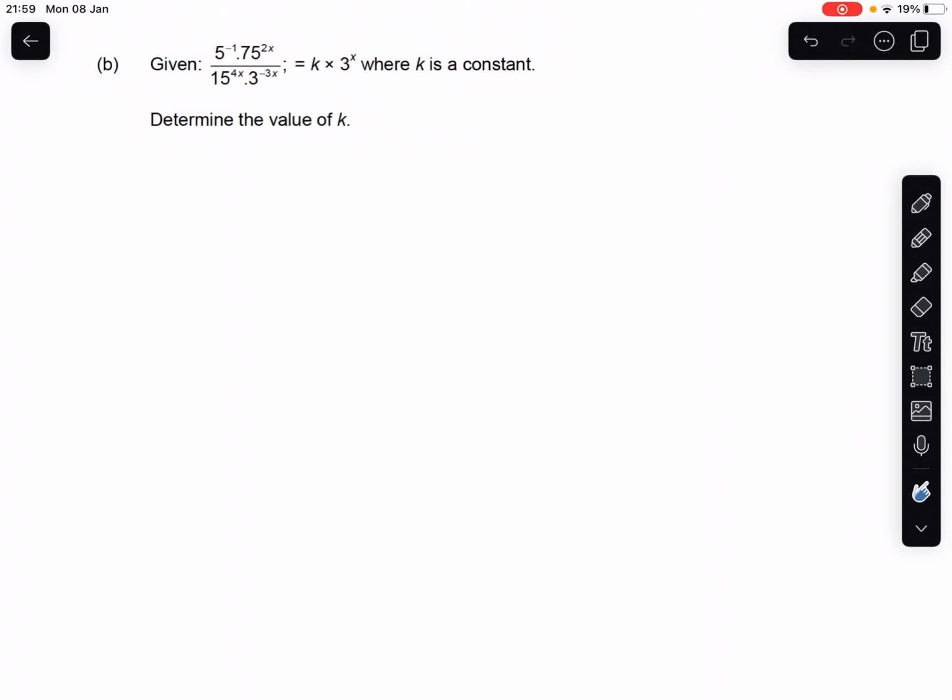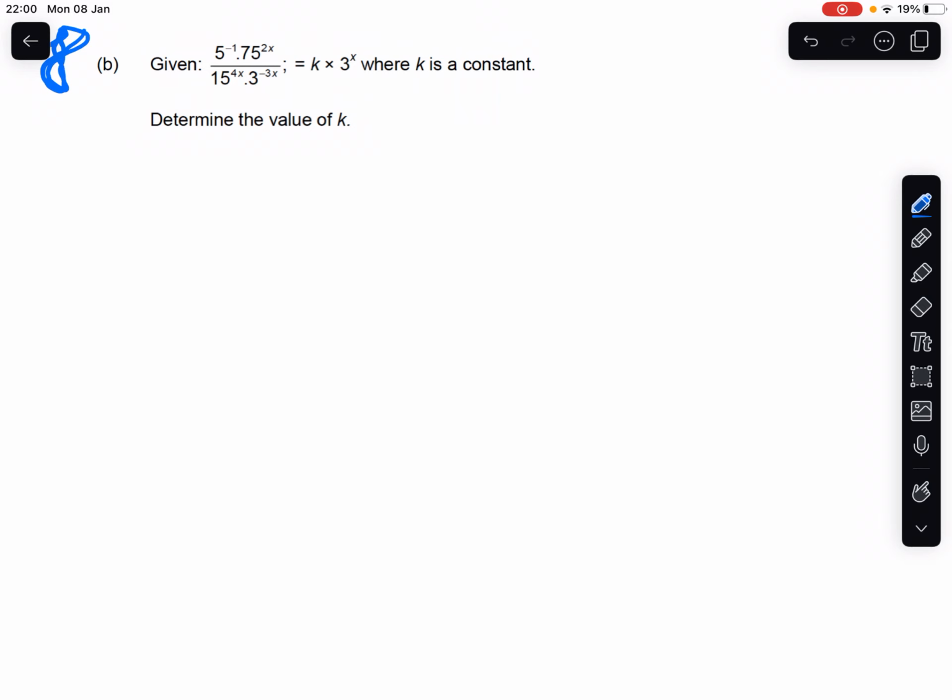Today we're looking at question 8b, from the May 2023 paper 1. We are given this expression: 5 to the minus 1 times 75 to the 2x, divided by 15 to the 4x times 3 to the negative 3x. And we're told that that is equal to k times 3 to the x.